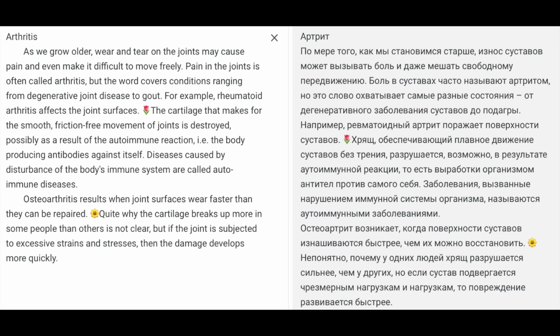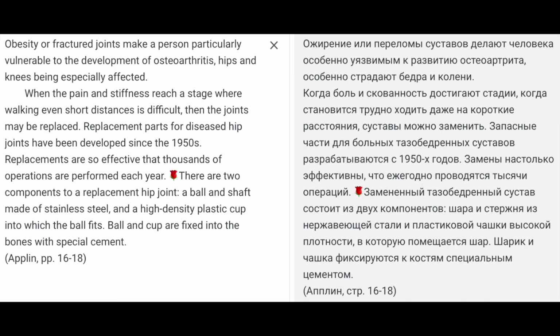Diseases caused by disturbance of the body's immune system are called autoimmune diseases. Osteoarthritis results when joint surfaces wear faster than they can be repaired. Quite why the cartilage breaks up more in some people than others is not clear, but if the joint is subjected to excessive strains and stresses, then the damage develops more quickly. Obesity or fractured joints make a person particularly vulnerable to the development of osteoarthritis, hips and knees being especially affected.